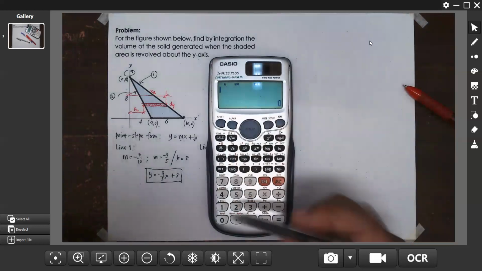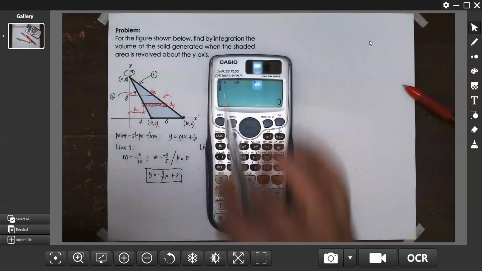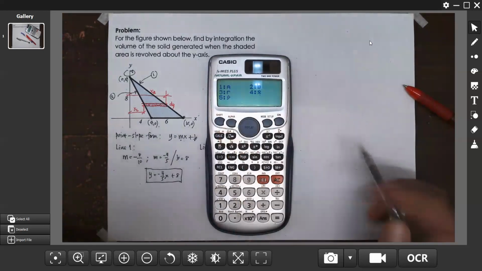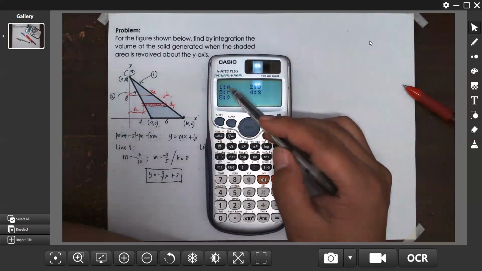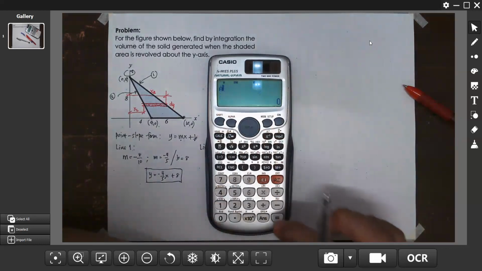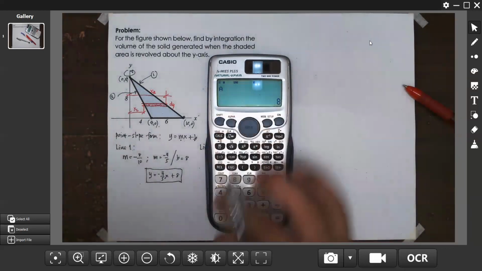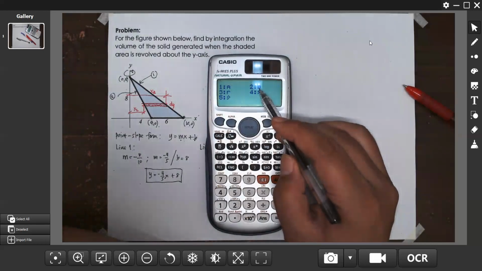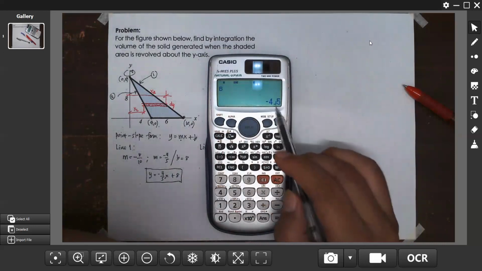Shift 1, regression, 5. We have A. Remember, the equation is y equals A plus Bx, so our A here is the y-intercept. It's 8. And shift 1 again, regression 5, B. This is our slope. It's negative 0.8, or negative 4/5.